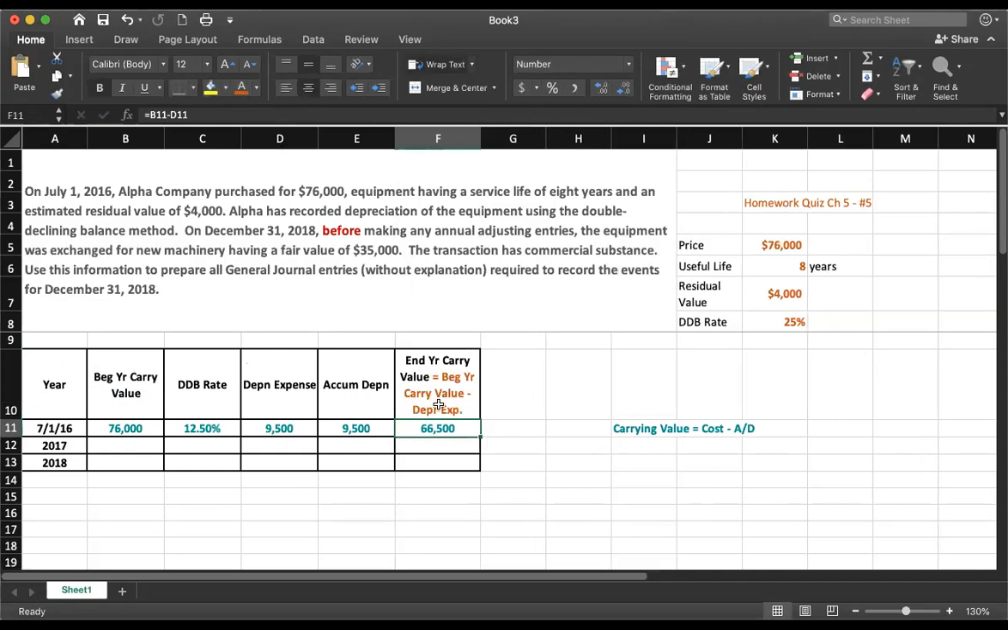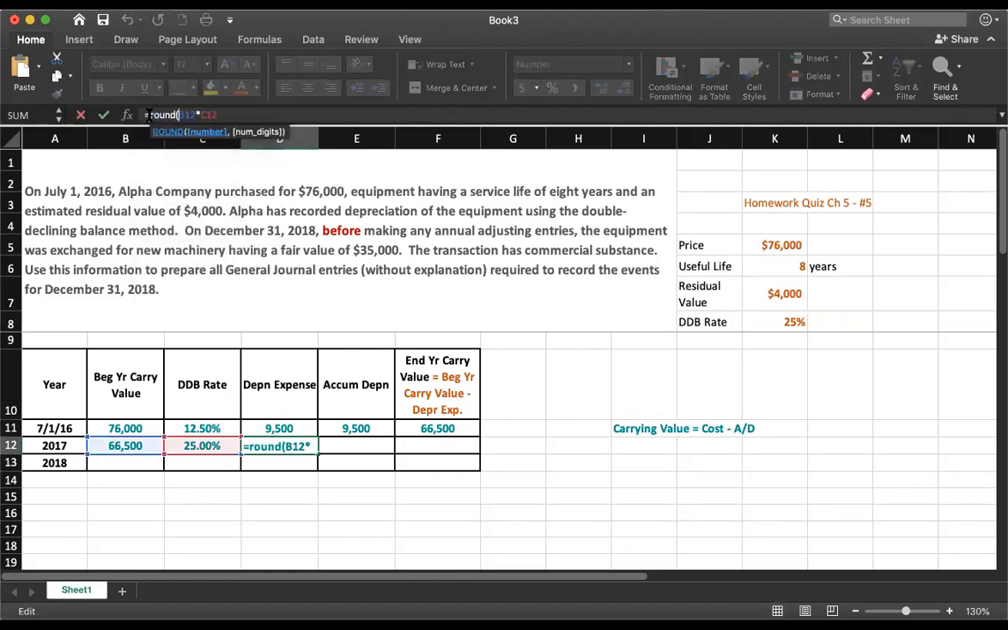Okay, now when we get to 2017, then the beginning of the year carrying value is the carrying value from the end of the previous year, which was $66,500. Now the depreciation rate, since they had it for all of 2017, is going to be 25%. So our depreciation expense in 2017 is going to be equal to $66,500 times 25%.